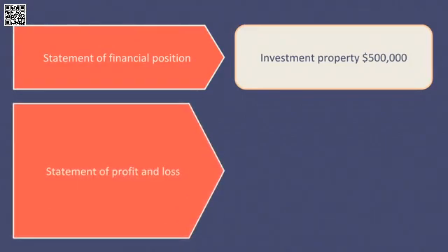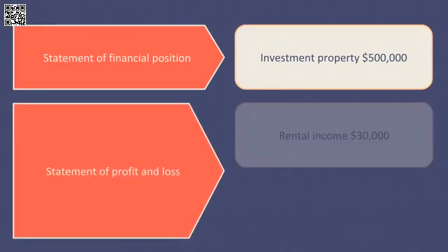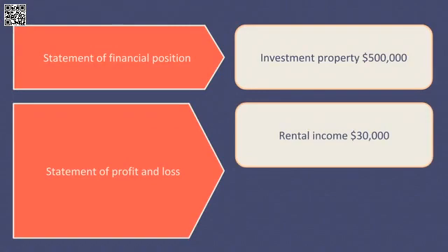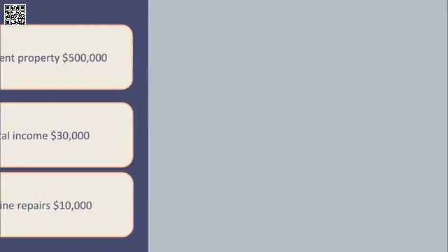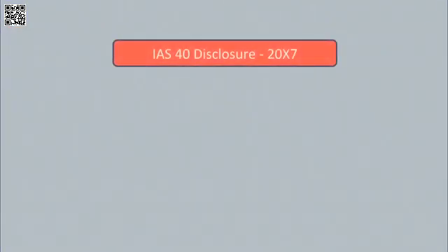The statement of profit and loss for year end X7 shows rental income from the investment property of $30,000, and then routine repairs to the rental property of $10,000. But don't forget the disclosure at the end.